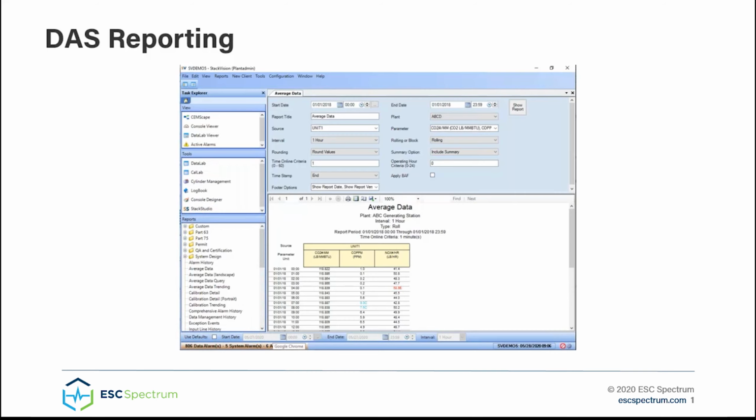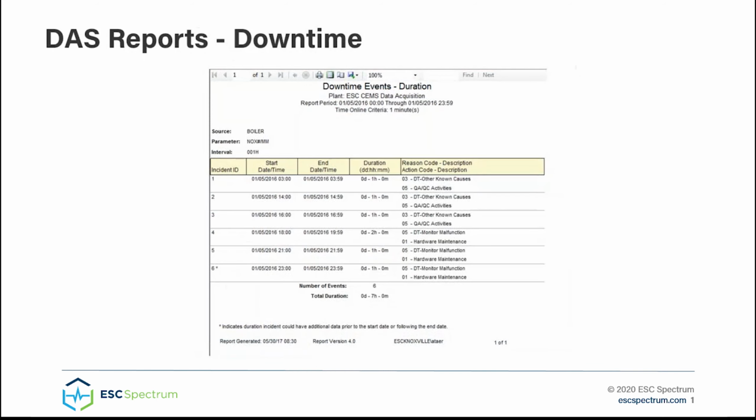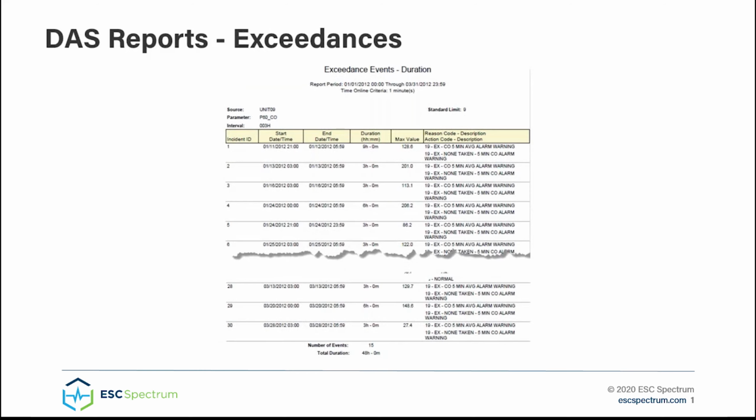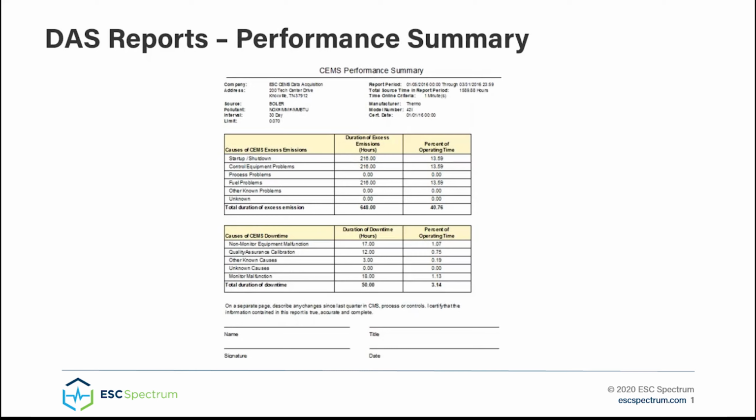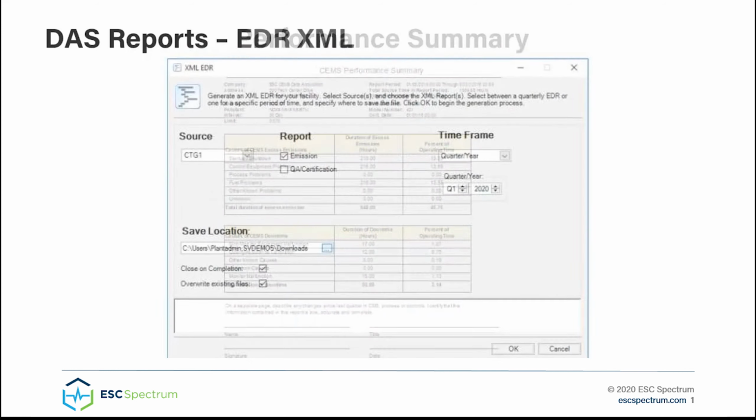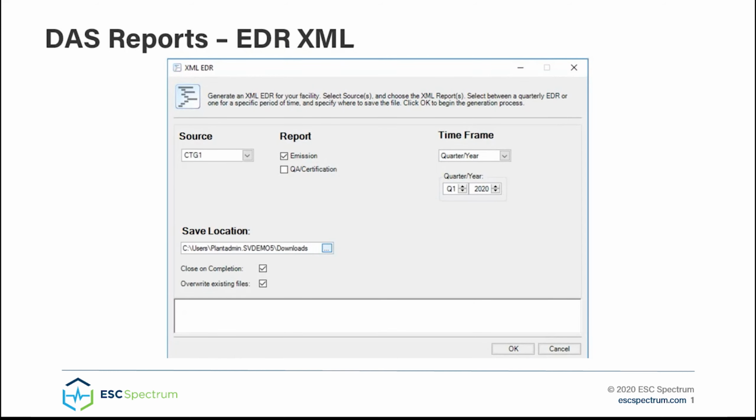And here are just some quick examples of common reports. A downtime report showing the start and end times, duration, and reason and action codes. An exceedance report showing similar information as the downtime report. And a performance summary that summarizes the excess emissions and the CEMS downtime. And very importantly, you should be able to easily generate the Part 75 EDR, or electronic data record. StackVision has an easy-to-use wizard that walks you through generation of the EDR in the required XML format.